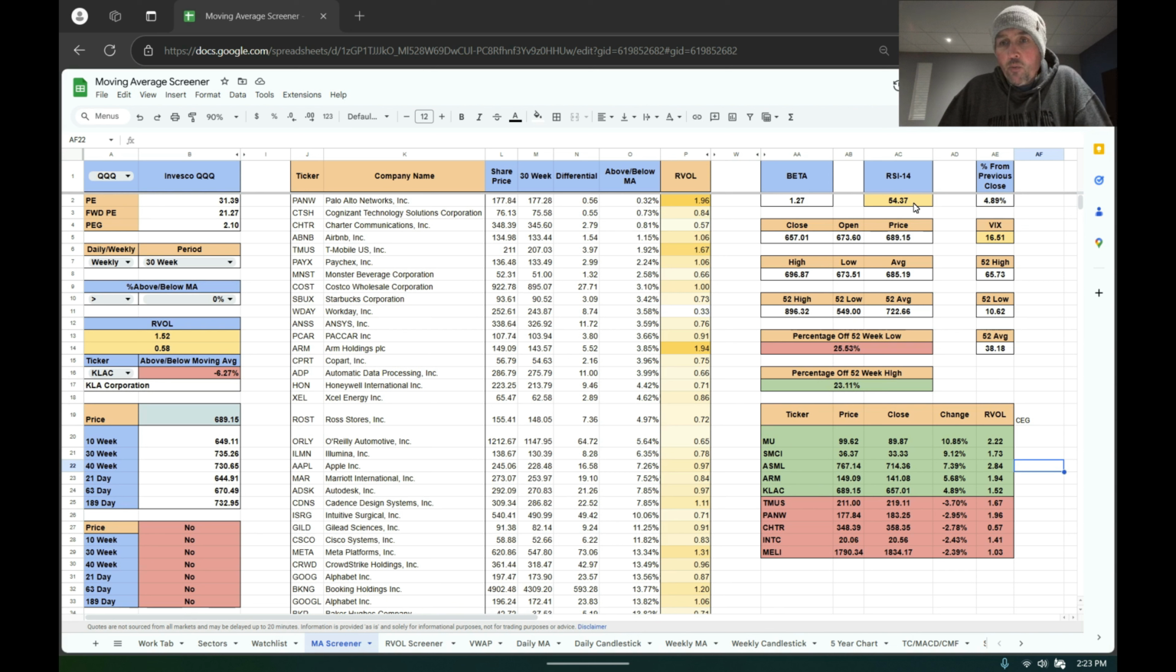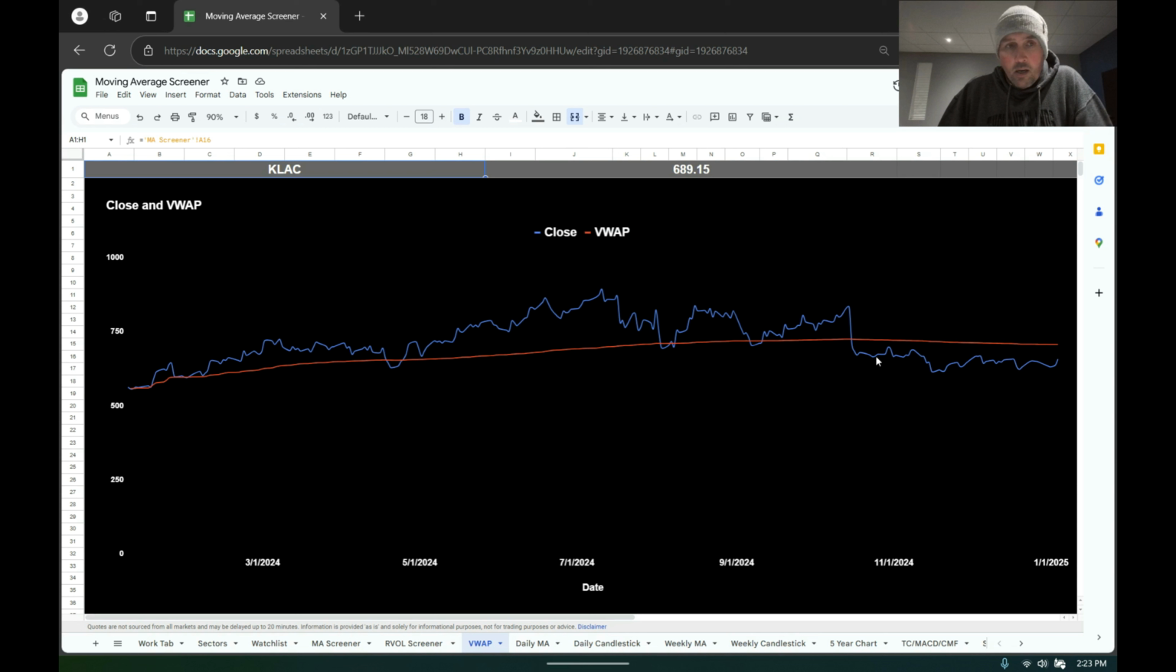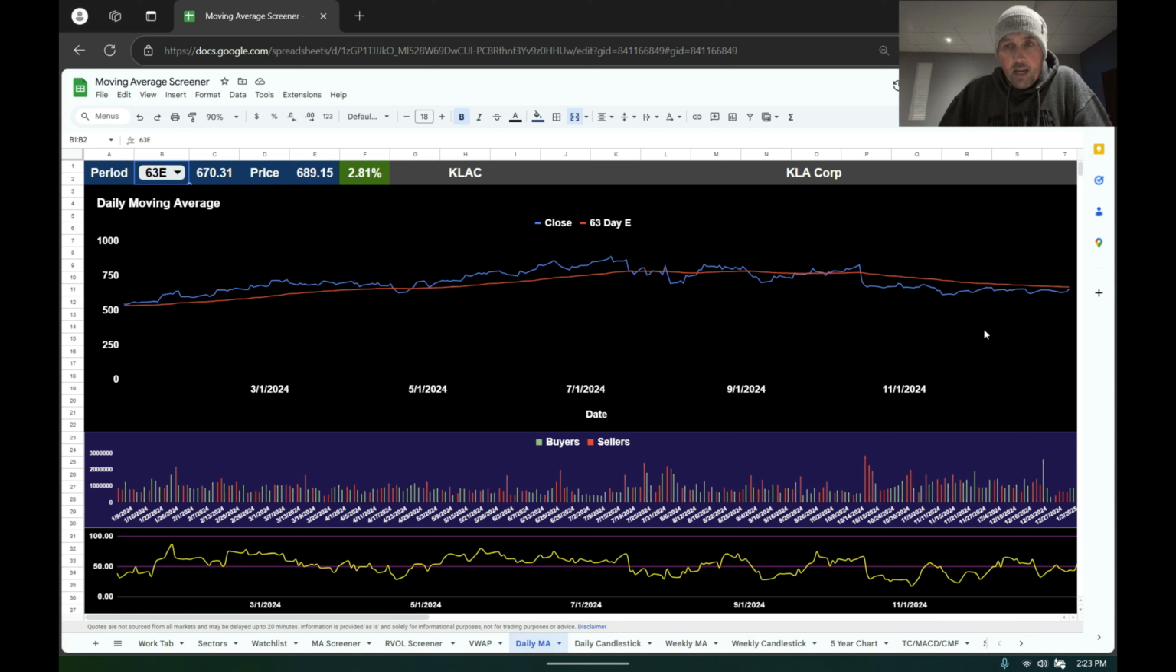That was 54.37 on RSI. It's up 5% today from its close on Friday. If we go to the VWAP, KLAC is below VWAP. We need to get to 705.81 to get above VWAP. And then if we go to the daily moving average, the 63 exponential moving average, we have crossed that. You can see on Friday we were below it, but right now we're about 2.81% above it.